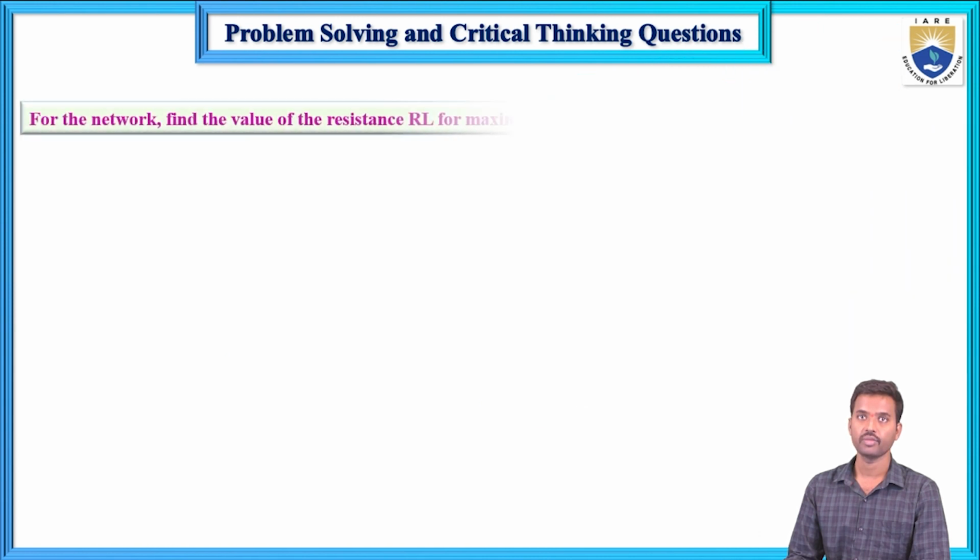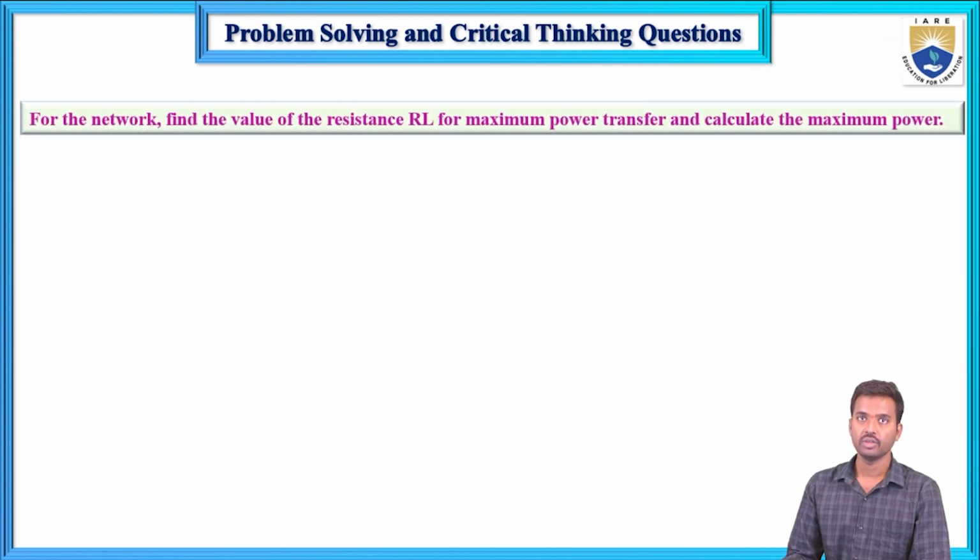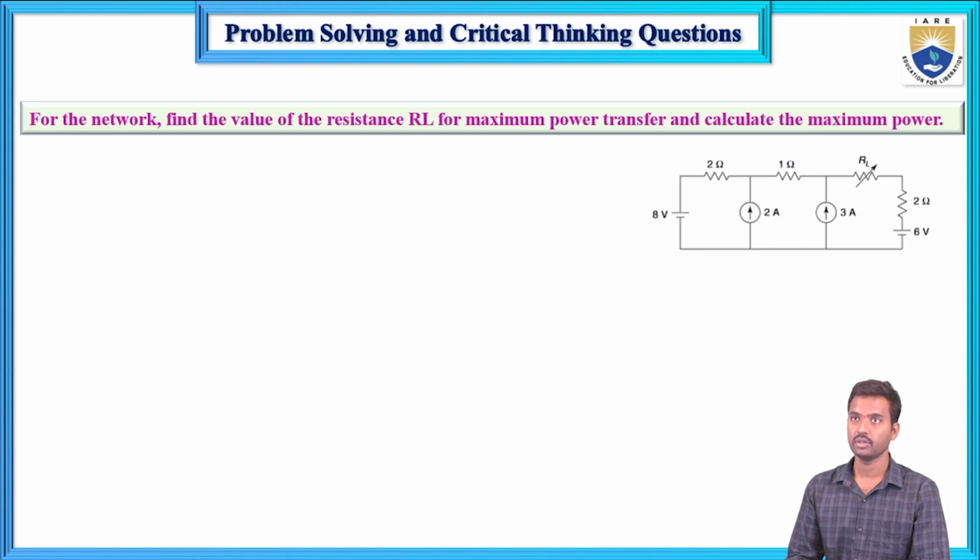Now, for the given network, find the value of RL for maximum power and calculate the maximum power. This is the network. So how will we calculate this RL value?